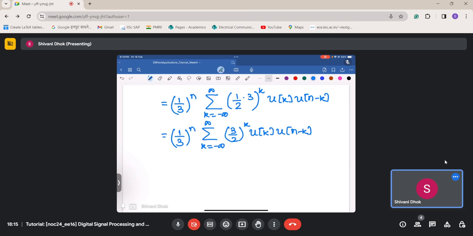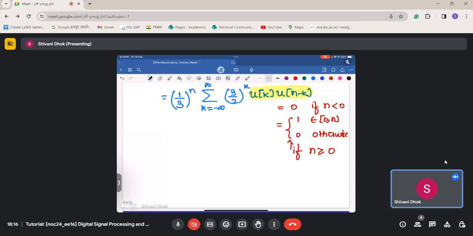So this product here, we had seen in the previous lecture that this is 0 if n is less than 0. Also, this is 1 for k belonging to 0 to n and 0 otherwise. And this is true if n is greater than or equal to 0. So how did this come up? Just for a quick revision, I'll redo this thing.